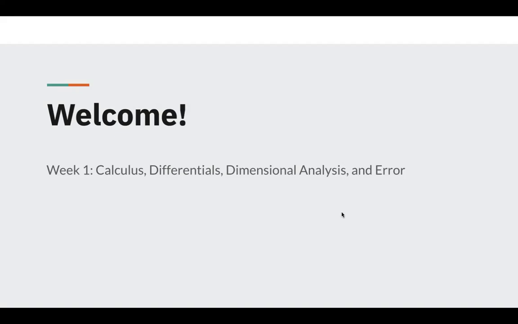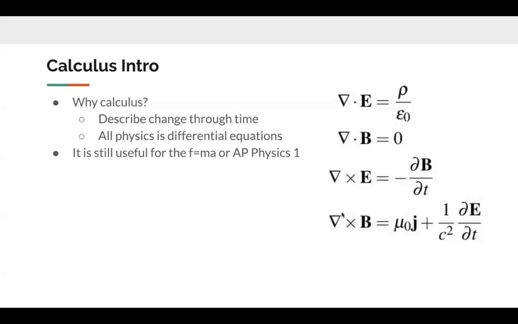Okay. All right, let's get started. So, calculus. A lot of people might be wondering why we're doing calculus at all. First of all, of course, the F equals MA exam doesn't require you to use calculus. None of the questions require calculus, and the same is, of course, true of AP Physics 1. But the reason that we use calculus is because physics is fundamentally written in the language of calculus.